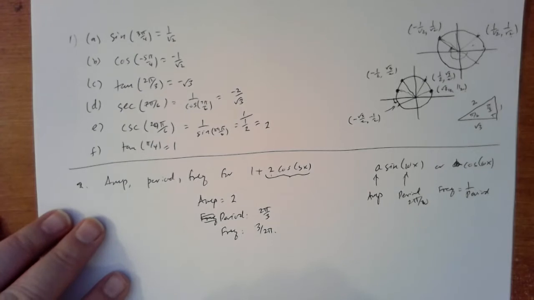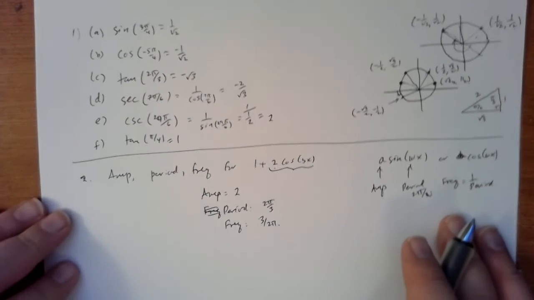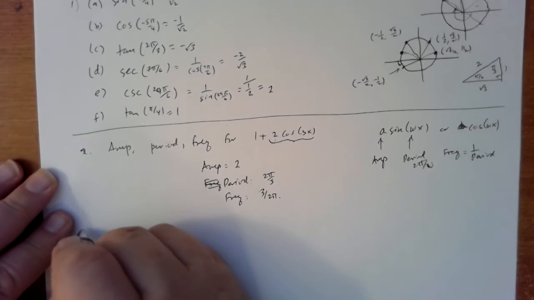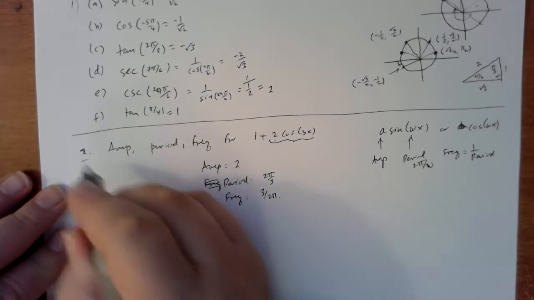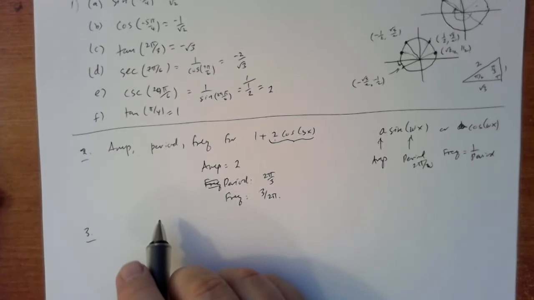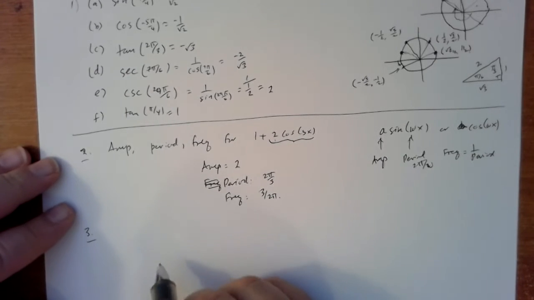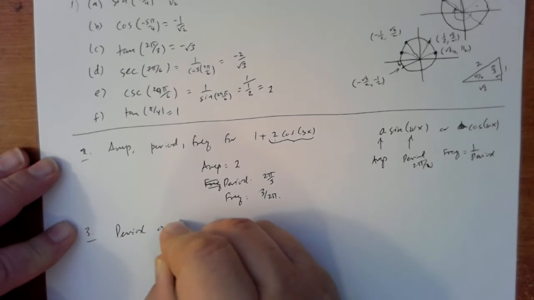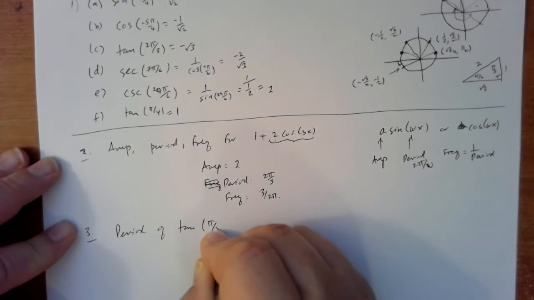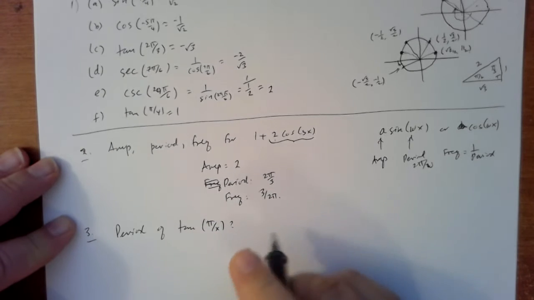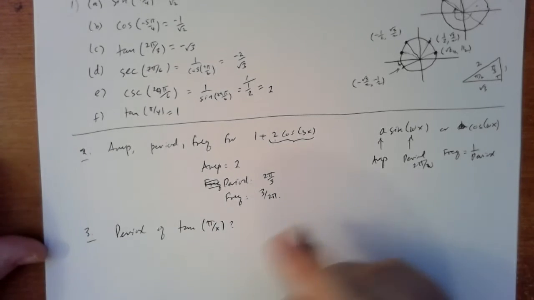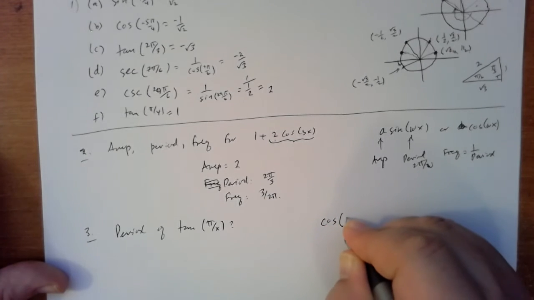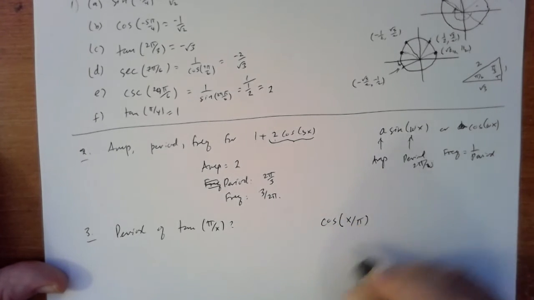Let's see, do I have time for the next one? I think so. I'm trying to keep these fairly short here, so we'll cut at about 10 minutes. What is the period of the tangent of pi over x? And then what is the period of cosine of x over pi?